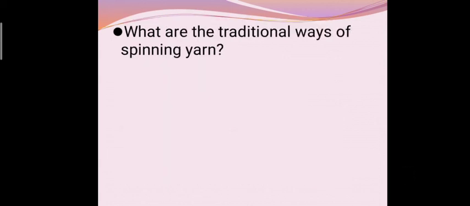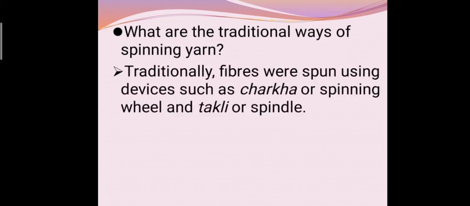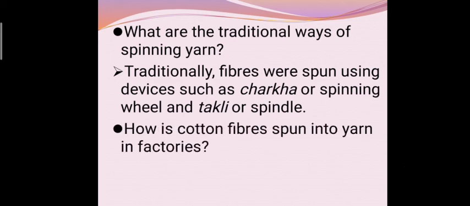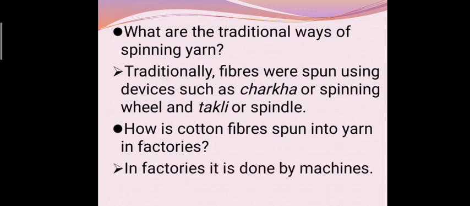What are the traditional ways of spinning yarn? Traditionally, fibers were spun using devices such as charkha or spinning wheel and takli or spindle. How are cotton fibers spun into yarn in factories? In factories, it is done by machines.